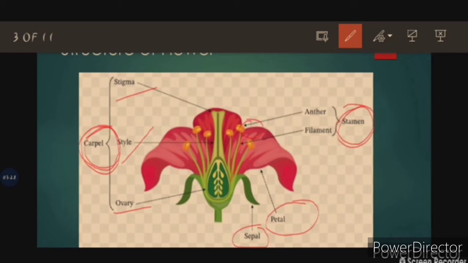So calyx, corolla, androecium and gynoecium constitute the flower. This is the base of the flower called thalamus and this is the pedicel. The stalk of the flower is called pedicel. So this is the structure of a bisexual flower. I will repeat it: calyx, this is corolla, this is anther, anther and filament constitute stamen, and stigma, style, ovary constitute carpel, that is the female part of the flower.